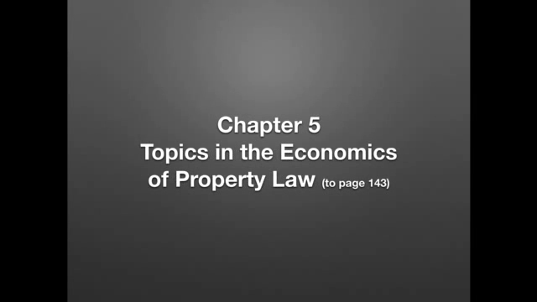We then move on to Chapter 5, which is Topics in Economics of Property Law, up to page 143. So we will only be covering the first part of the chapter, which is what can be privately owned. So make sure you go through this chapter. It has some very interesting things, and think about this as things that might not be tangible. It's pretty easy to discern who is the owner of a house, but then you have ownership of things that aren't tangible.